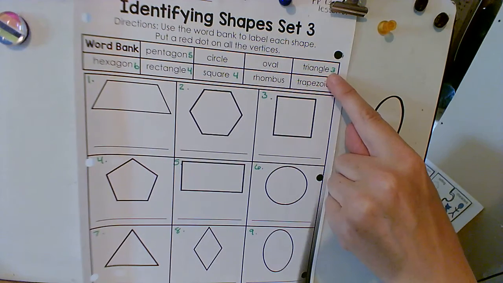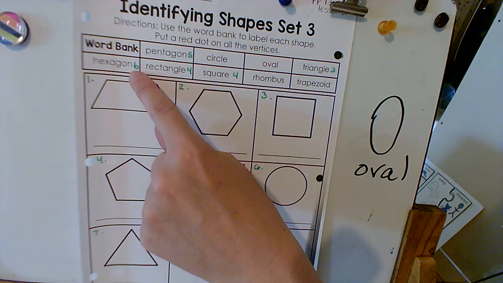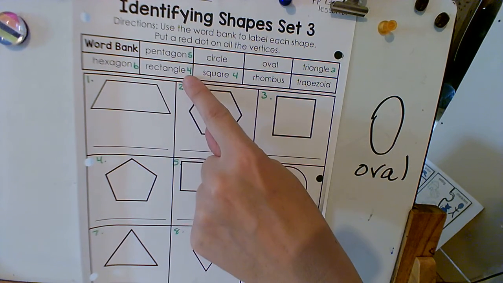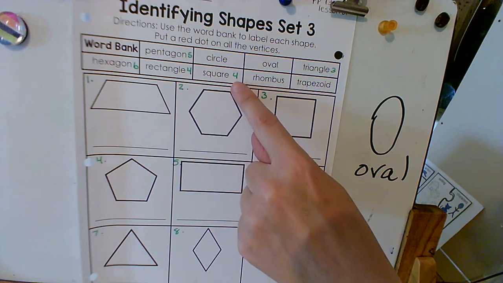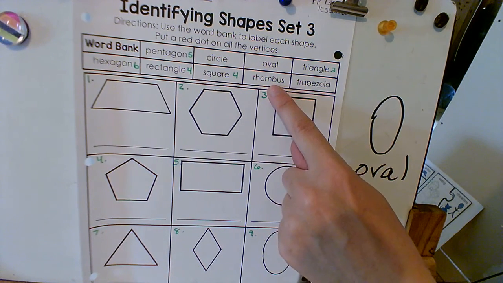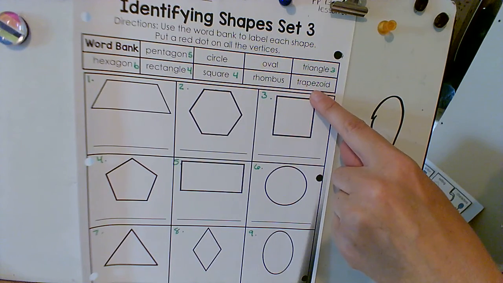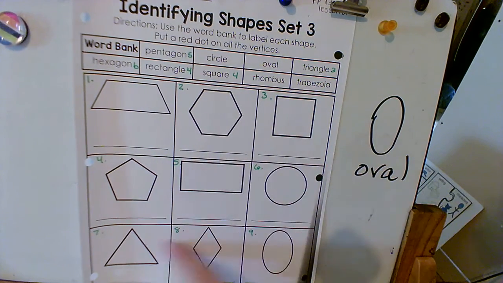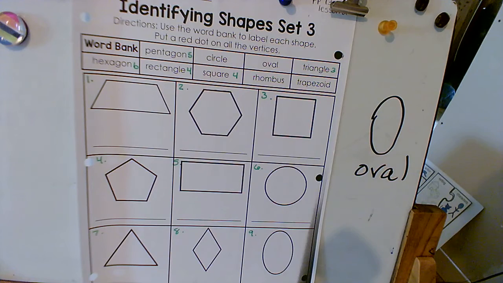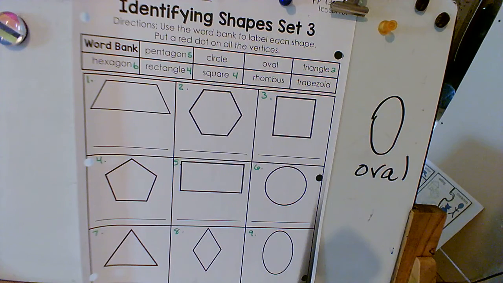I gave you a clue. That's 3 sides. A hexagon has 6 sides. A rectangle has 4 sides. A square has 4 sides. A rhombus also has 4 sides. I didn't put the 4. And a trapezoid also has 4 sides. So you're going to look at these shapes. You can do this on a separate piece of paper, number 1 through 9, and you're going to write the word that goes with each shape.